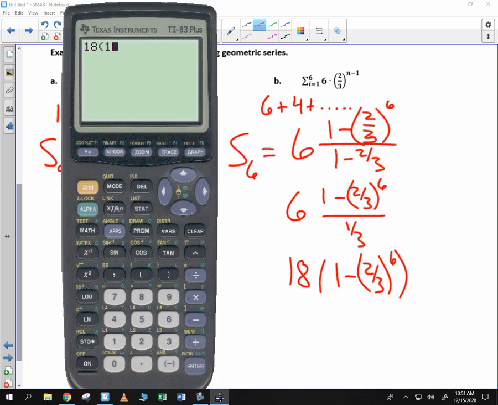18 times 1 minus 2 over 3 raised to the 6th power. Again, I'll hit math and convert to fraction, and I should get a nice fraction here. 1330 over 81.